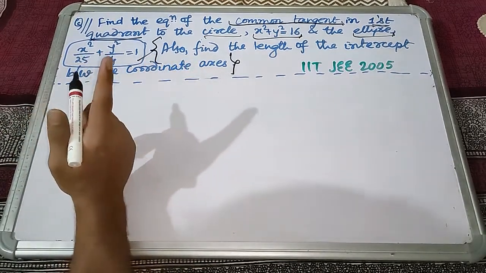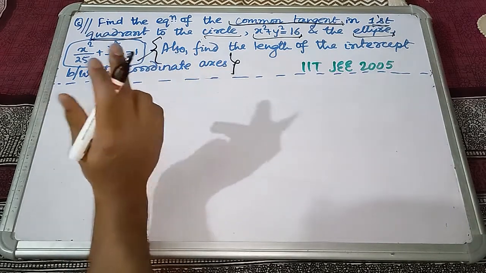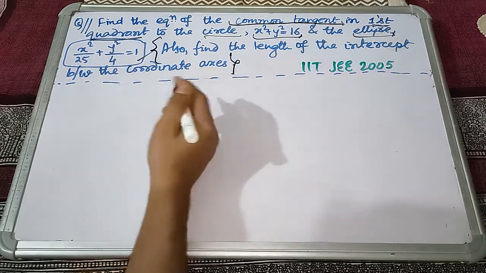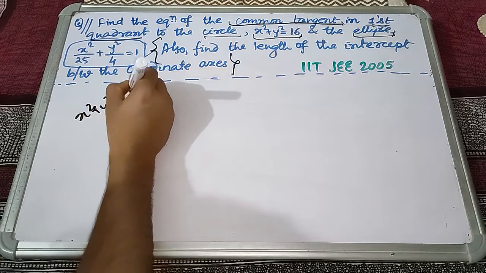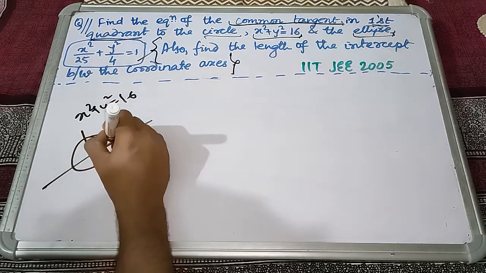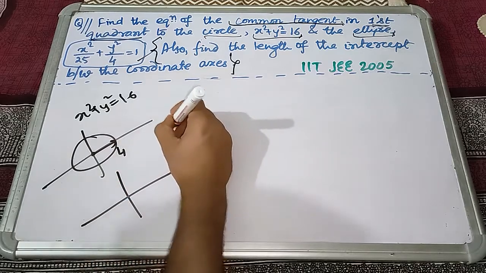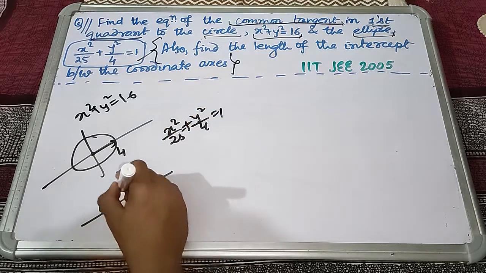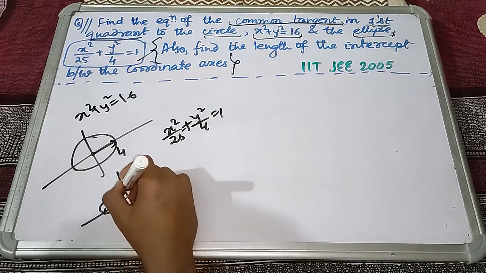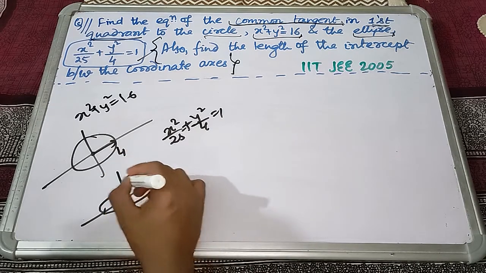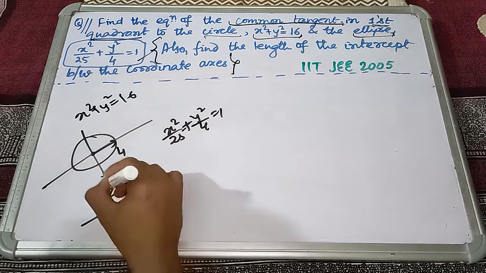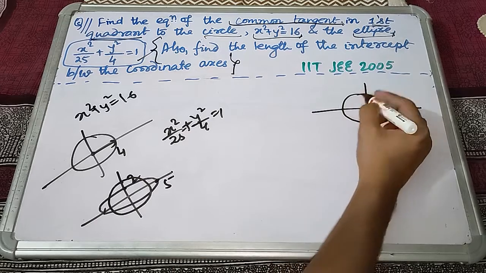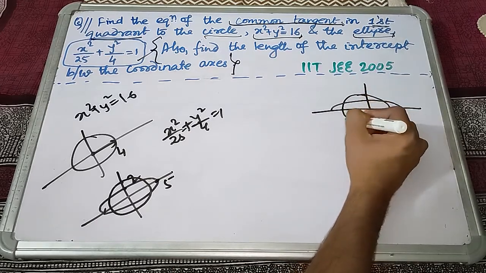The question gives us the information that the tangent should be in the first quadrant and common to both the circle and the ellipse. So this circle is x square plus y square equals 16. Therefore this is something like this, of radius 4, and this ellipse is x square by 25 plus y square by 4 equals 1. Therefore this is something like this, 5, this is 2. So the circle was 4, right? So it will be something like this. The figure is something like this. If this was your circle and this is your ellipse.